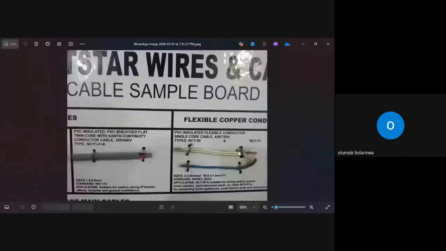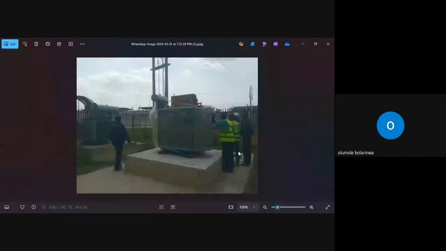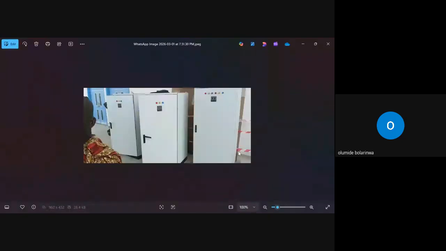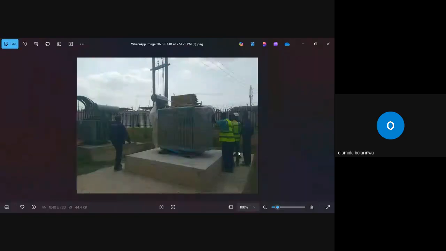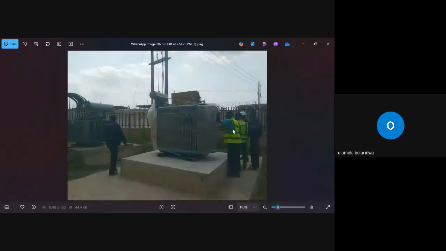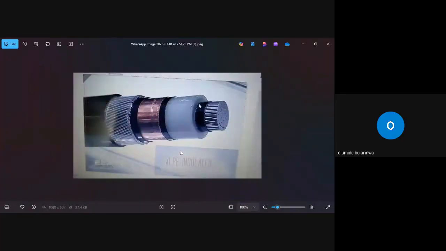I want to see maybe where they run your cable. But you can't just see that one. Go back. One more. That cable. I want to see that cable. You can see what is here now. This is just an LPE cable.